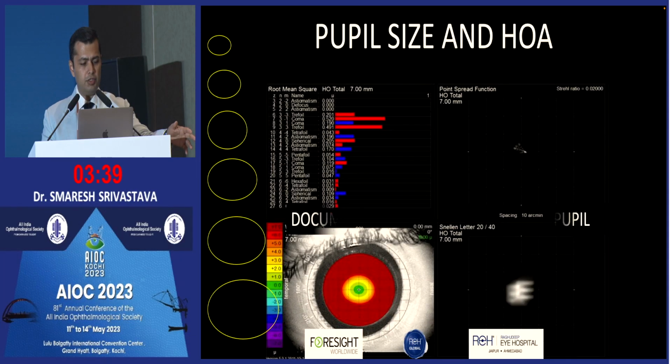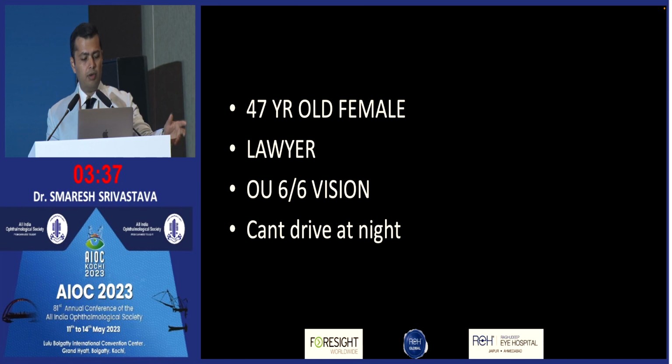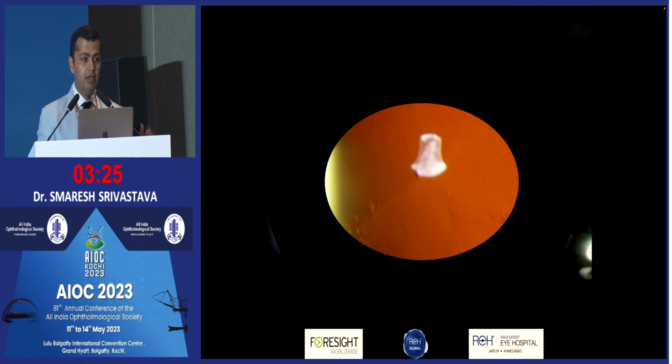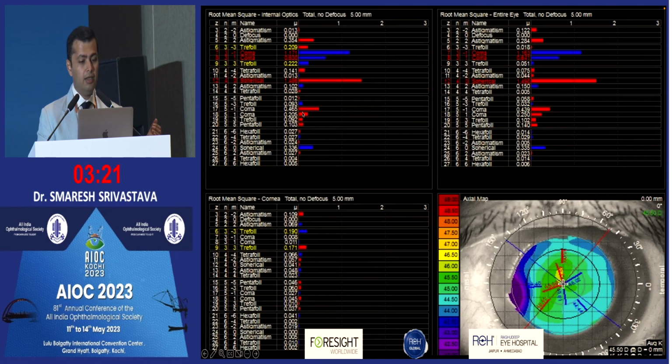I'll just jump out of this to something more important. Just to give you an example, young patient, a lawyer, 6/6 vision and can't drive at night. So it's not uncommon. We've seen these patients. They come to our clinic. Lens looks relatively clear. Just some vacuoles for a 47-year-old. But look at the aberrometric data. So we do, like I said, aberrometries in dark rooms. So it's a 5 mm pupil.